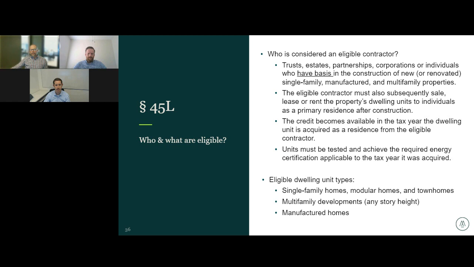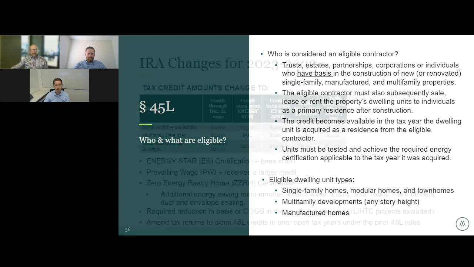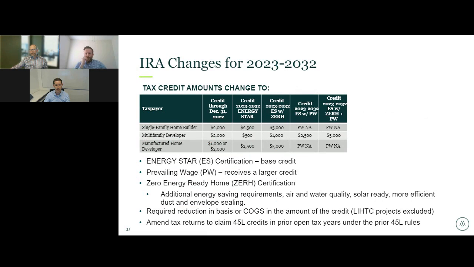But it's important to note, you can go back to prior years to claim the 45L tax credit. If you wanted to claim it for prior years, it's available to amend returns. So any amended return, you can amend open year returns to claim that credit in prior years. But we're just going to focus on the changes, what it looks like now. So starting 2023, going through 2032, what does the 45L credit look like?